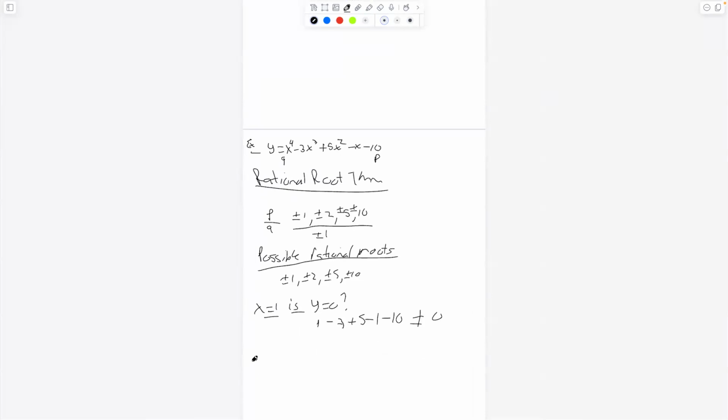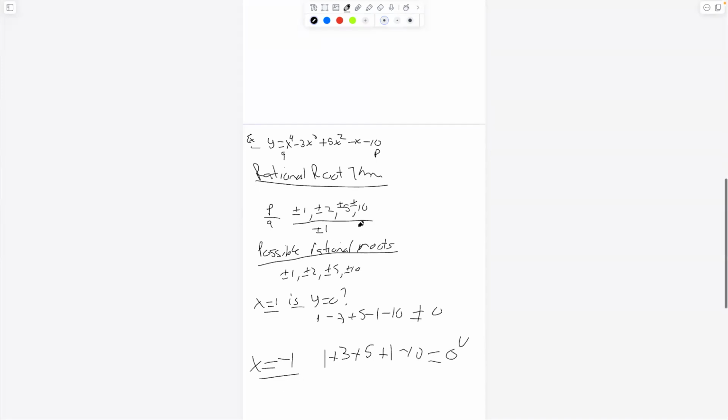Okay, what about negative 1? Negative 1 to the 4th is positive 1. Negative 1 cubed would be a negative, which will cancel out that negative, so we get plus 3. Negative 1 squared is positive, so we're not going to change this sign. Only the odd powers are going to change signs. Negative, negative 1 is plus 1. And then that minus 10. That's 4, 9, 10. Minus 10, we do get 0. We've got ourselves one of the roots, negative 1.